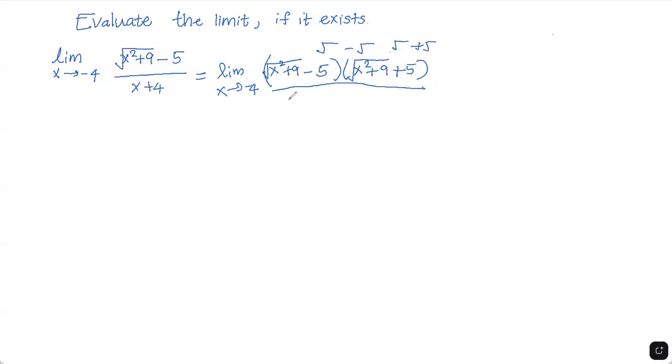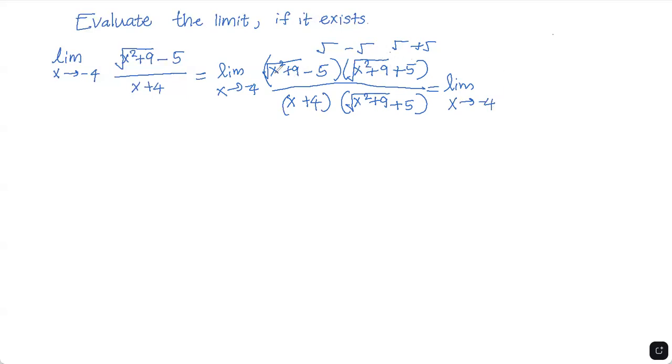So you have to do the same thing for the denominator. So here you have x plus 4. So you have to multiply this one by square root of x square plus 9 plus 5. Like this. Then this one equals limit x goes to -4.